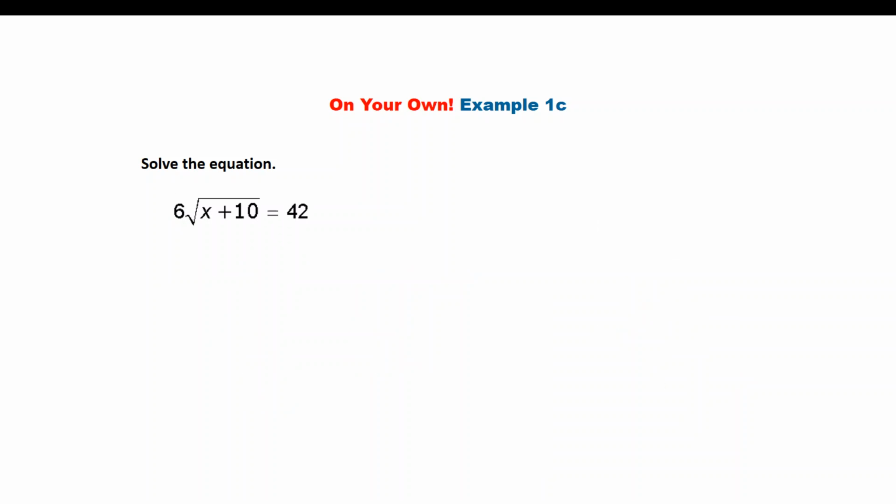All right, try this one on your own. Now, be careful on this one. Remember, we have an index of 2, but I have a 6 on this side. So the very first thing I need to do to isolate our radical is divide both sides by 6.